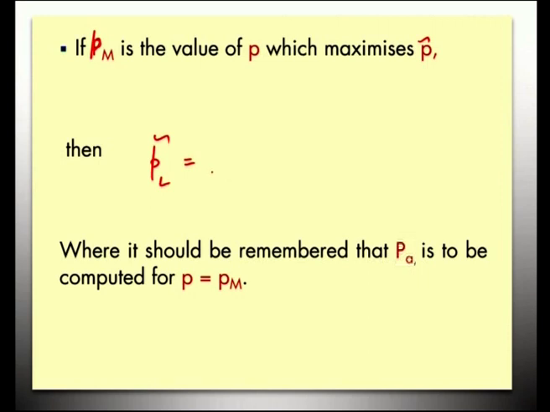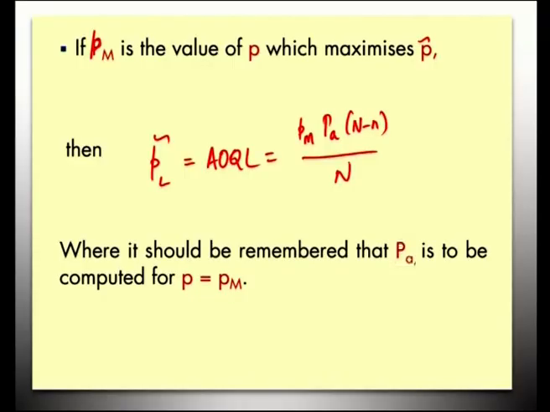Average outgoing quality limit AOQL is given by the formula p L tilde equal to Pm into Pa of Pm into (N minus n) divided by capital N, where capital N stands for the whole lot size and small n stands for the sample size, and Pm is the value of p which maximizes p tilde, and Pa is the probability of acceptance, where it should be remembered that Pa is to be computed for p equal to Pm.